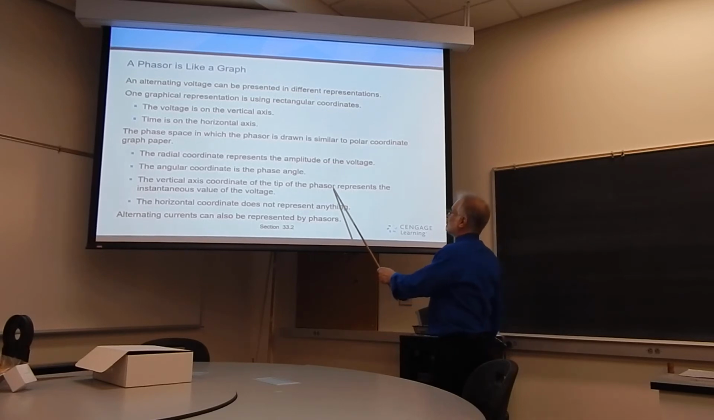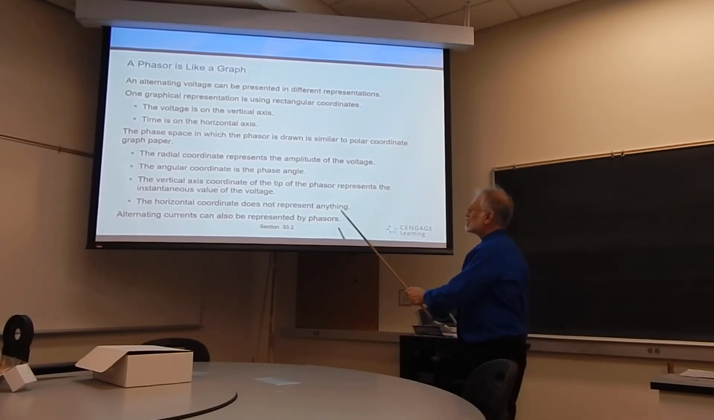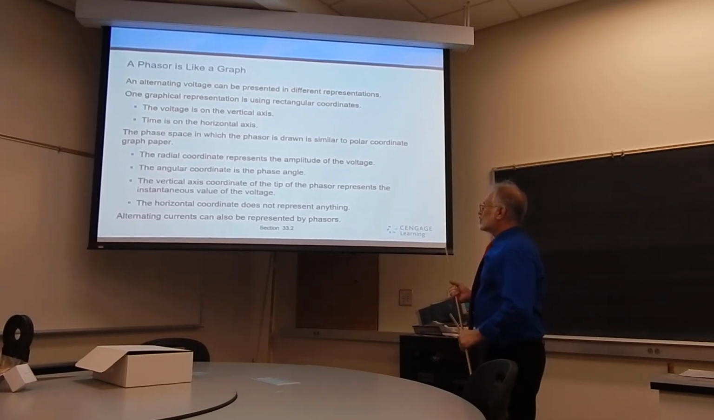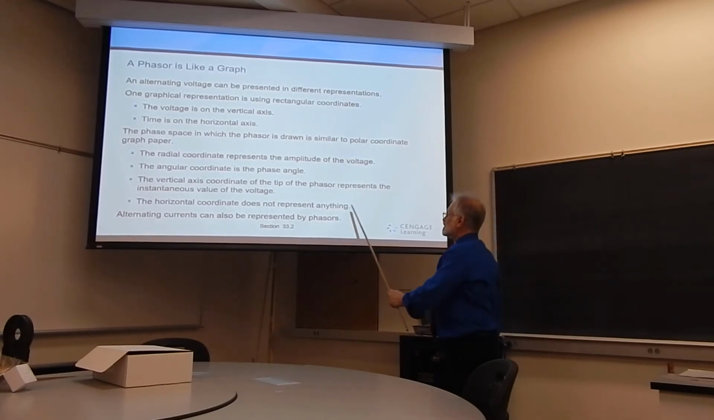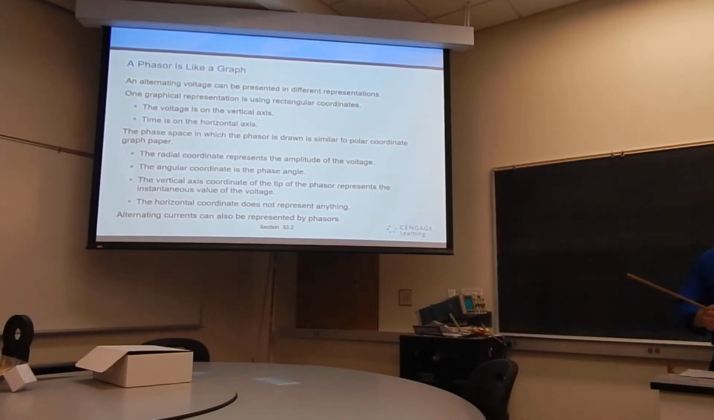And in this case, the vertical axis is always the amplitude or instantaneous value of the voltage. Horizontal coordinate doesn't represent anything. We'll do the same thing. We can do this for voltages. We can also do this for currents. And that's a nice way of pictorially representing AC circuits.